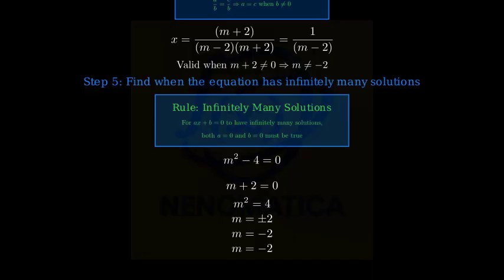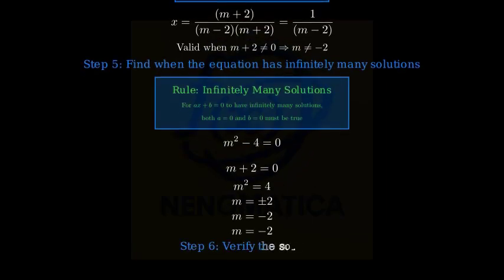If m squared minus 4 equals 0, then m equals plus or minus 2. If m plus 2 equals 0, then m equals negative 2. So, the value of m that satisfies both conditions is m equals negative 2.